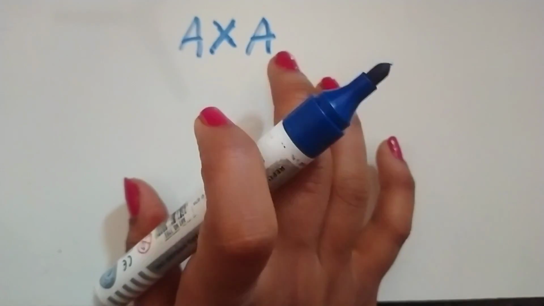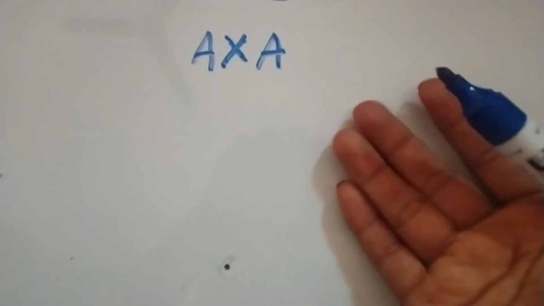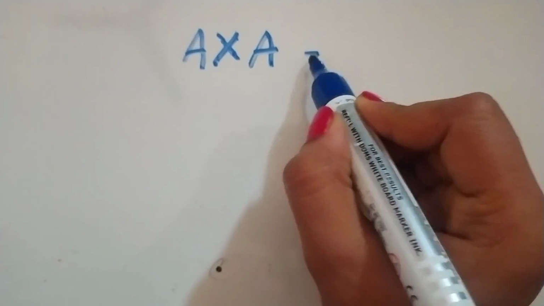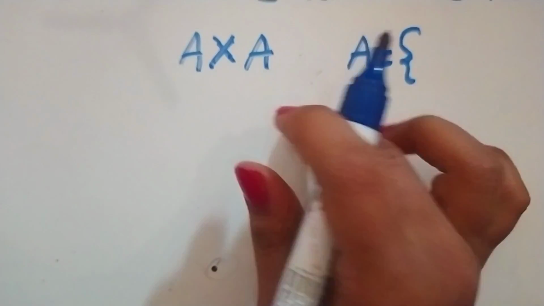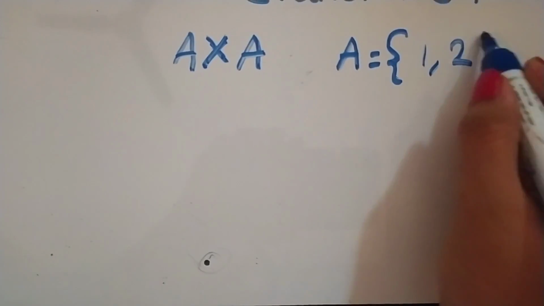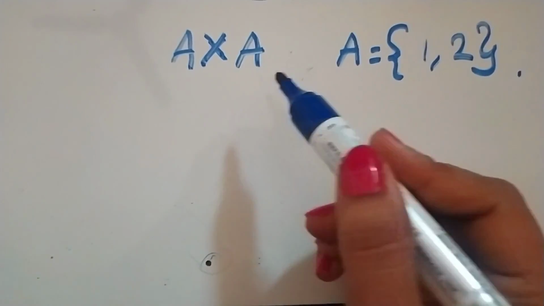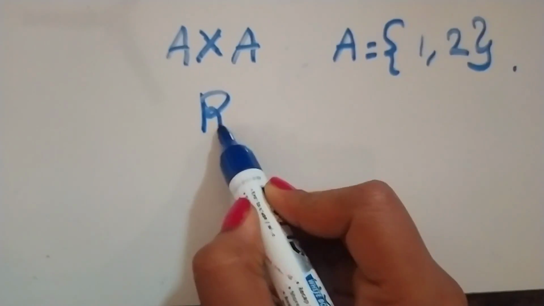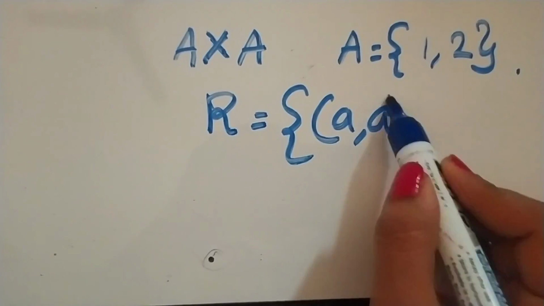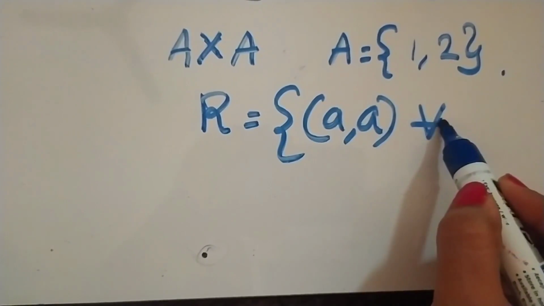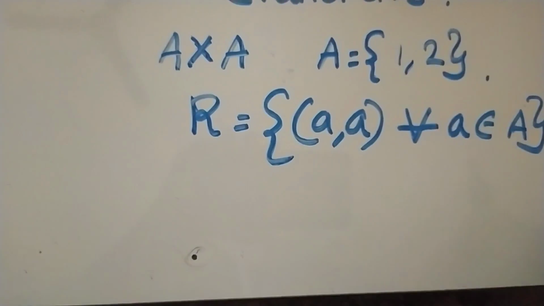For explaining reflexive, I will take the Cartesian product A into A. Now let A is equal to {1, 2}. Fine. Now reflexive is nothing but the relation should be a doublet, for all a belongs to this set A.